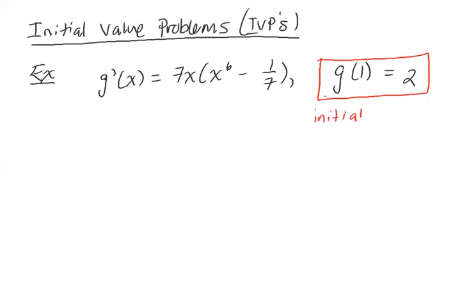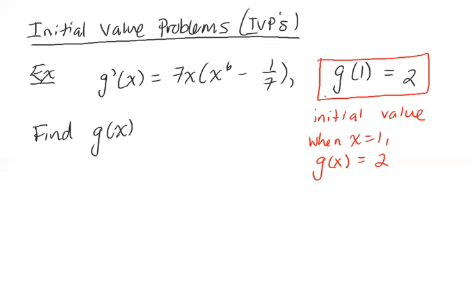This we would call an initial value, because this tells me what the value of the function g is at the x value 1. So this tells me that when x is equal to 1, g of x, or the y value at that point, is equal to 2, which is why these are called initial value problems. So given those two pieces of information, let's find g of x.